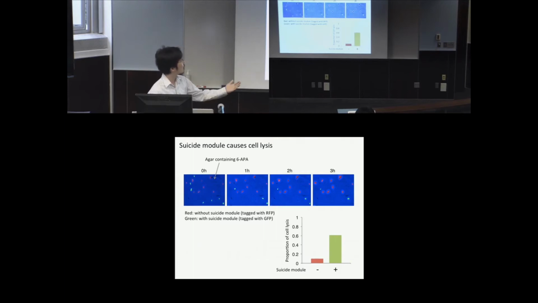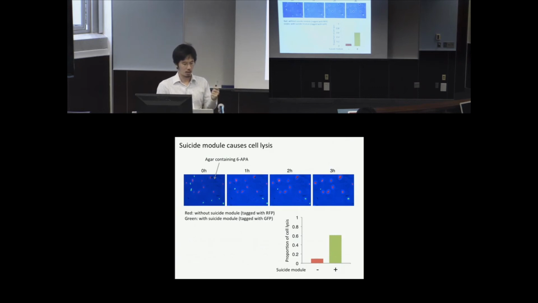For green cells, I had probably 60% lysis after 3 hours. But for red cells, it's a little less than 10% lysis after 3 hours. The reason is that 6-APA itself is weakly lytic, so it lyses the cells a little bit. But lysis was greatly enhanced by the suicide module.